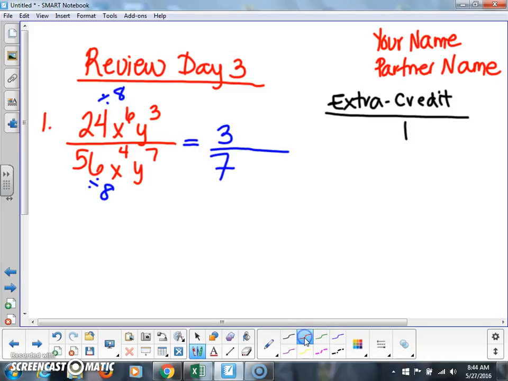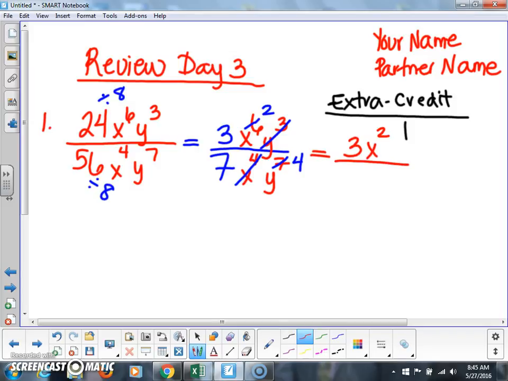You still have x to the power of 6, y to the power of 3, all over x to the power of 4, y to the power of 7. So now you just reduce the x's from the numerator and the denominator. You can eliminate 4 from the denominator, which leaves you with how many in the numerator? 2, okay. You're going to reduce 3 from the numerator, and how many are you left with in the denominator? 4. So you have 3x to the power of 2. Because you had 4 on the bottom, you took away 4 from the top, and you're just left with 2 on the top.